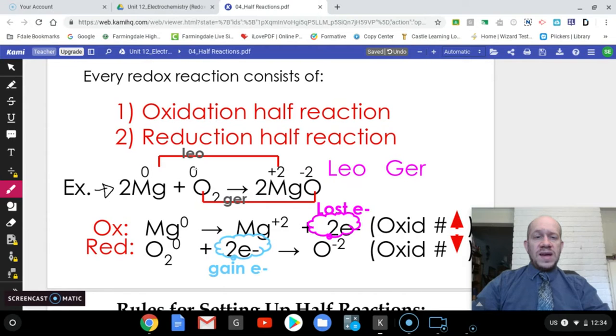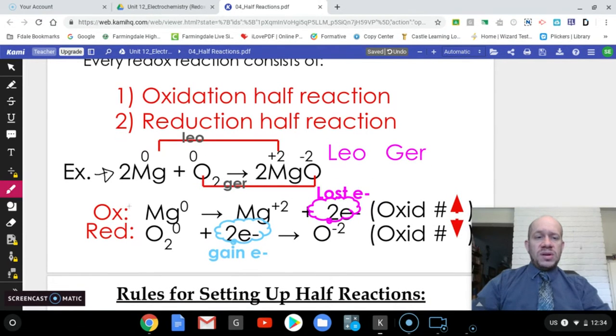I first have to assign oxidation numbers to every element, and then I'll determine which one is being oxidized and which one is being reduced. As a result, I can write my oxidation half reaction, where I'll take the magnesium, which will produce the magnesium ion, and it's lost 2 electrons. So that'll go on my product side. The oxidation number has increased. The reduction half reaction will be the oxygen that has gained 2 electrons, so I'll write those as reactants, and that will produce my oxide ion. The oxidation number has decreased.